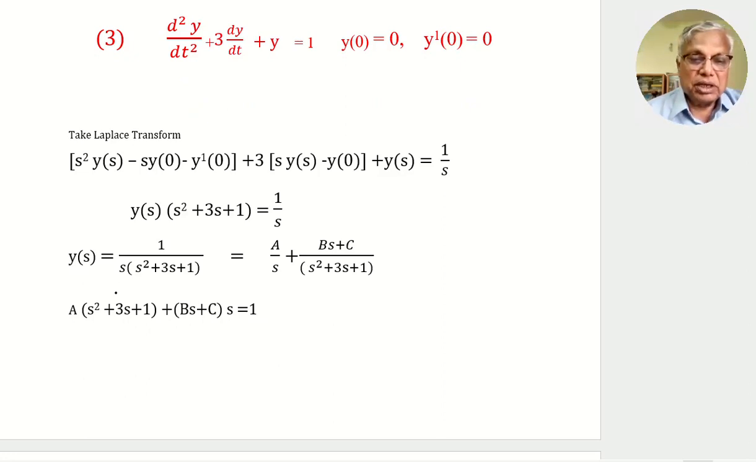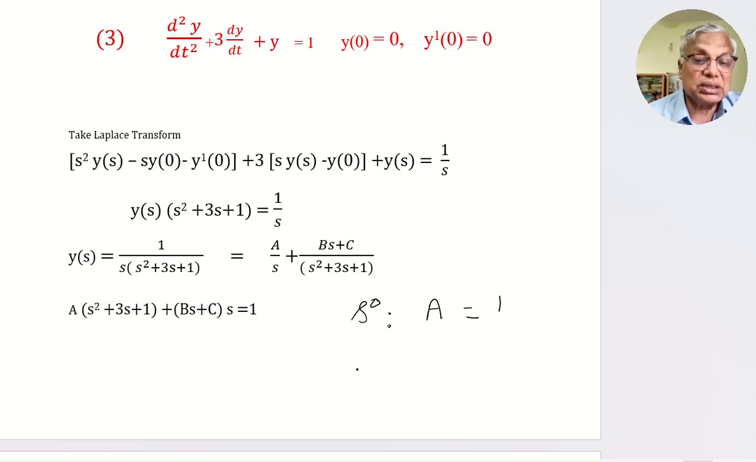So let me evaluate these coefficients a, b, c. If we compare the independent term, that is the s power 0 term, on the right hand side there is no s power 0 term. On the left hand side the s power 0 term is just a. The independent term is only a. On the right hand side there is an independent term which is 1. So if you take the s power 0 term, the independent term, you get a equal to 1.